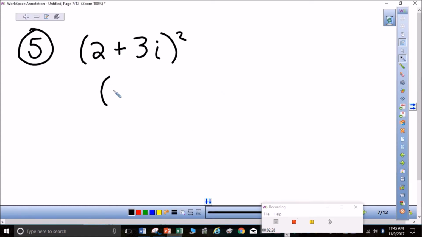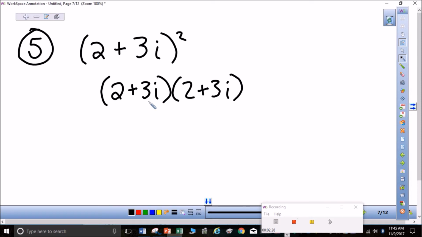All right, so we want to be careful when we have a problem like this. Remember, the squared does not distribute, so we just want to write it side by side, and then we can FOIL it just like we did in the last problem.